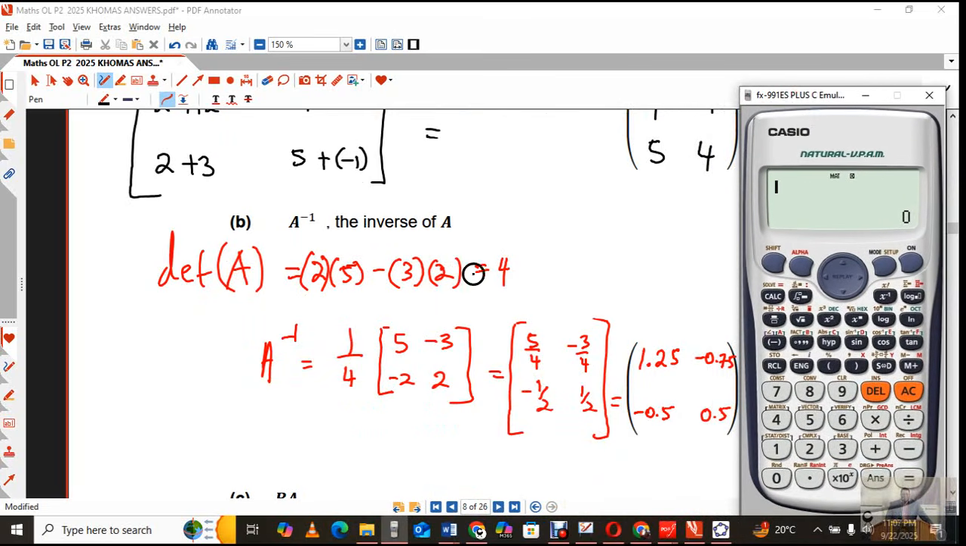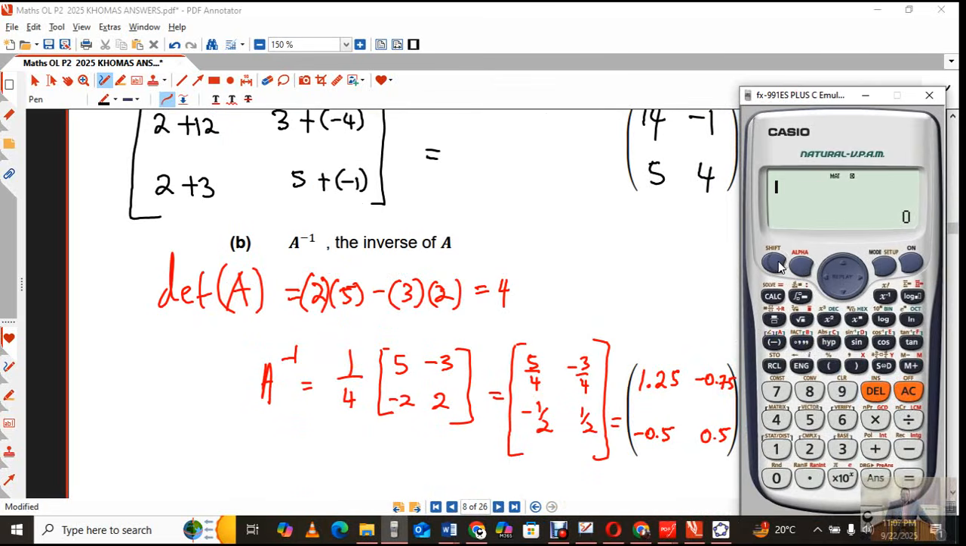So matrix A is shifted, so I'm going to say shift matrix A, which is number 3. I'm going to find the inverse, so I'm going to use this button. Can you see that button? Right, that is the inverse. So if I hit equal to, it gives me, guess what? That answer is 1.25 or 5 over 4, depends how you want it.